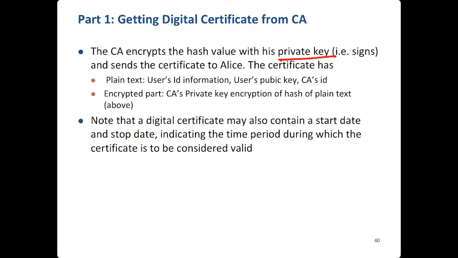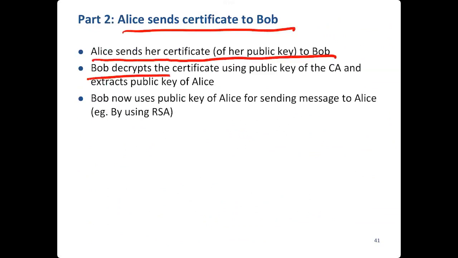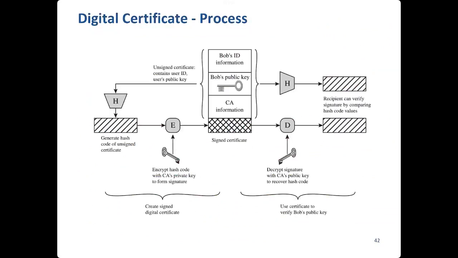Okay, all right. So now the part 2 is that Alice sends that to Bob. Okay, so Alice sends her certificate to Bob. Bob decrypts the certificate using the public key of the CA and extracts the public key of Alice. And now the public key of Alice is available to Bob. They can communicate with each other. So this picture depicts the process. Okay, look at it very carefully.